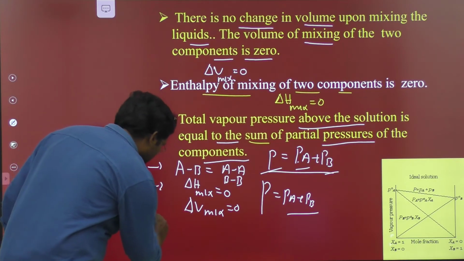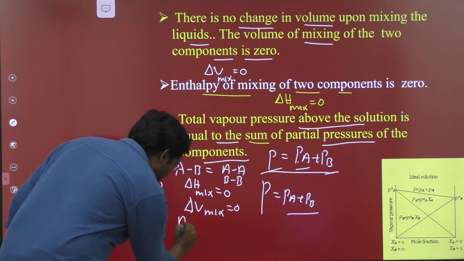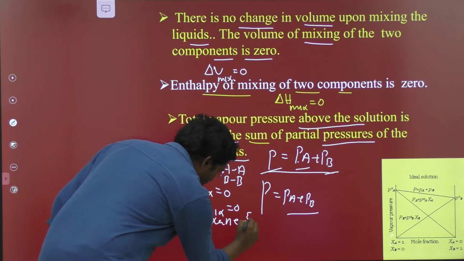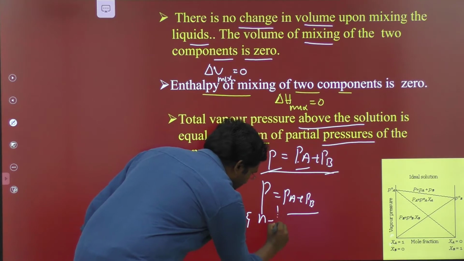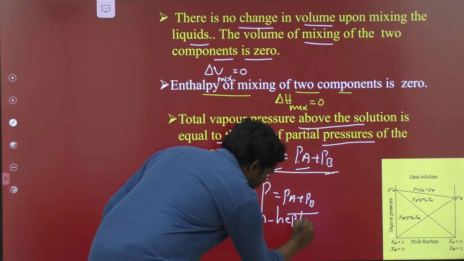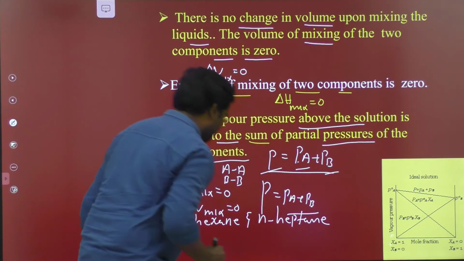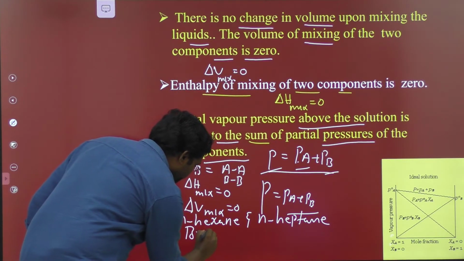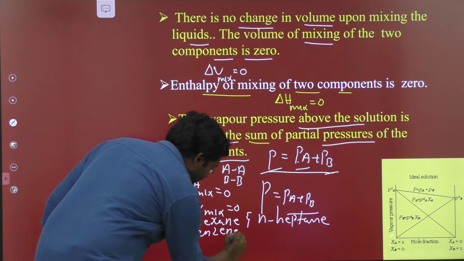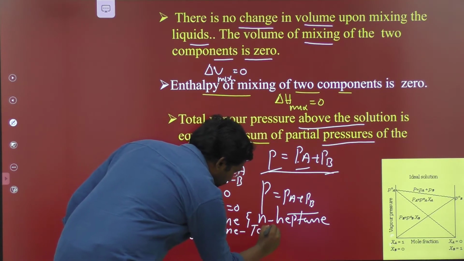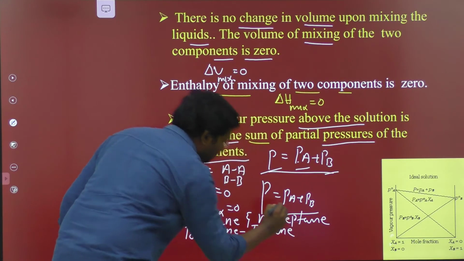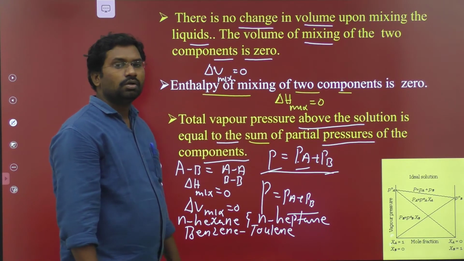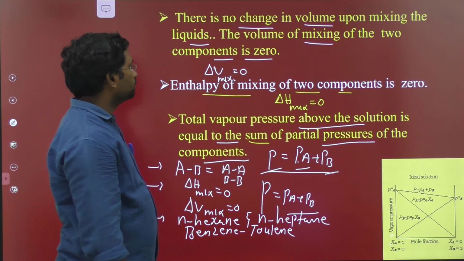Next, the best examples are n-hexane and n-heptane, and benzene and toluene. So these are all the best examples of solutions exhibiting ideal character.